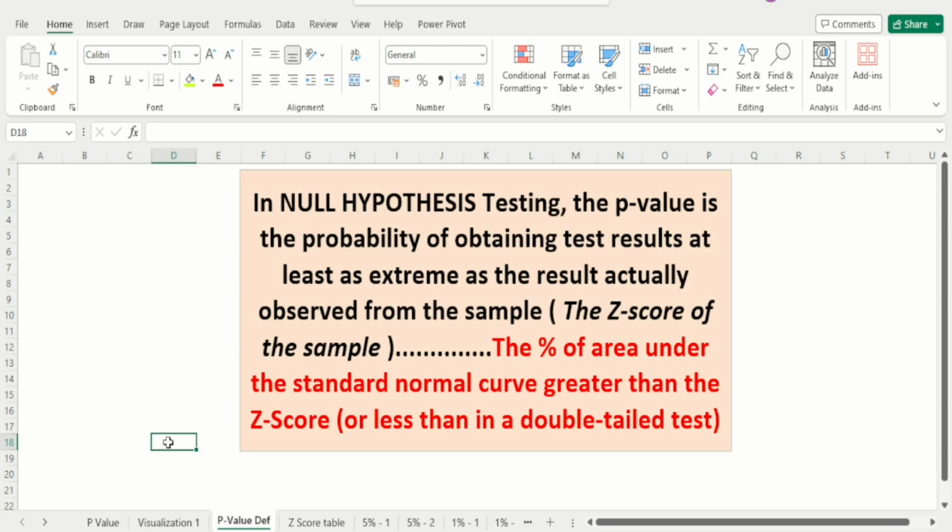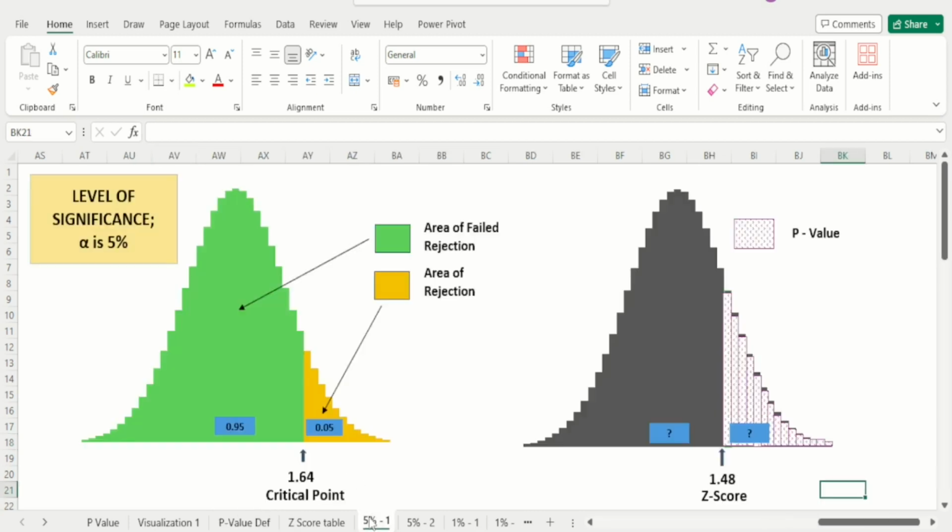If you're dealing with a double-tailed test, then it will be that area of the curve that lies both to the right and to the left of the z-scores that you would calculate, right? So that's the p-value in general, but what does it truly mean? So to understand that, let's start off with a simple case.